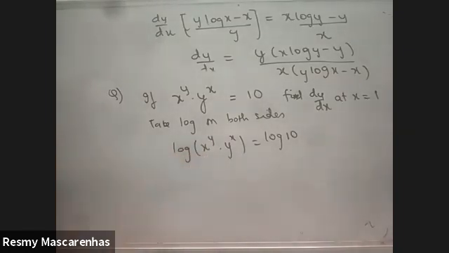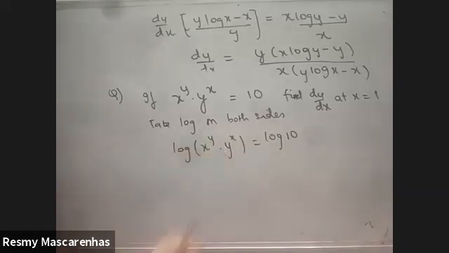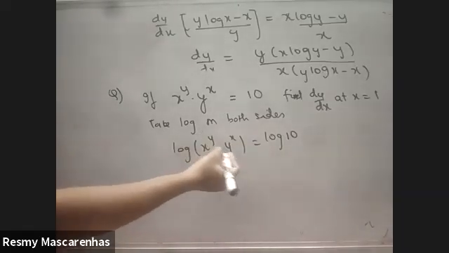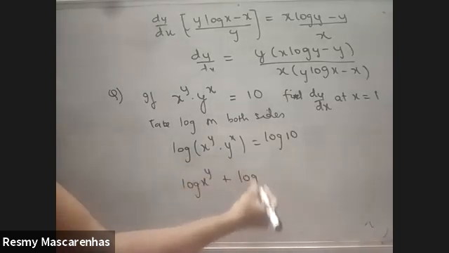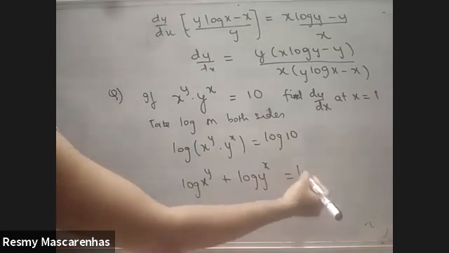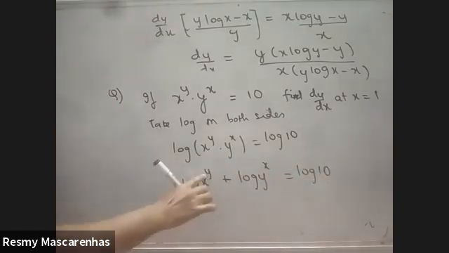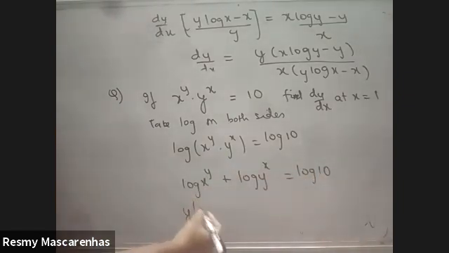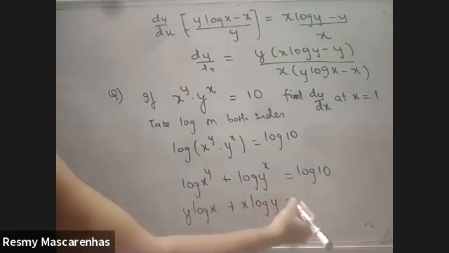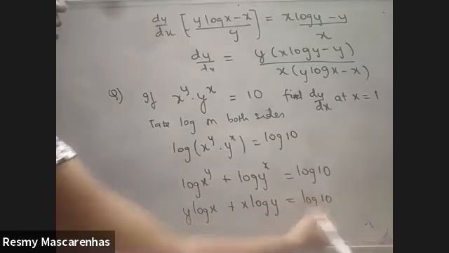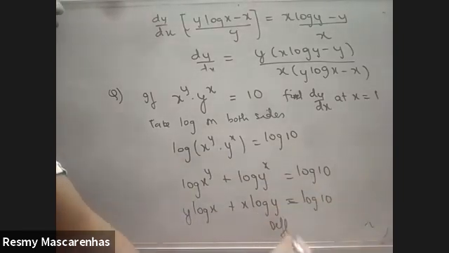So can anyone tell me what will happen now? Which formula to use here? Log A into B. Yes, log A into B formula. So that will be log of A plus log of B. So this will get separated out. And then always bring the power out. Now it got simplified. Then you can differentiate.